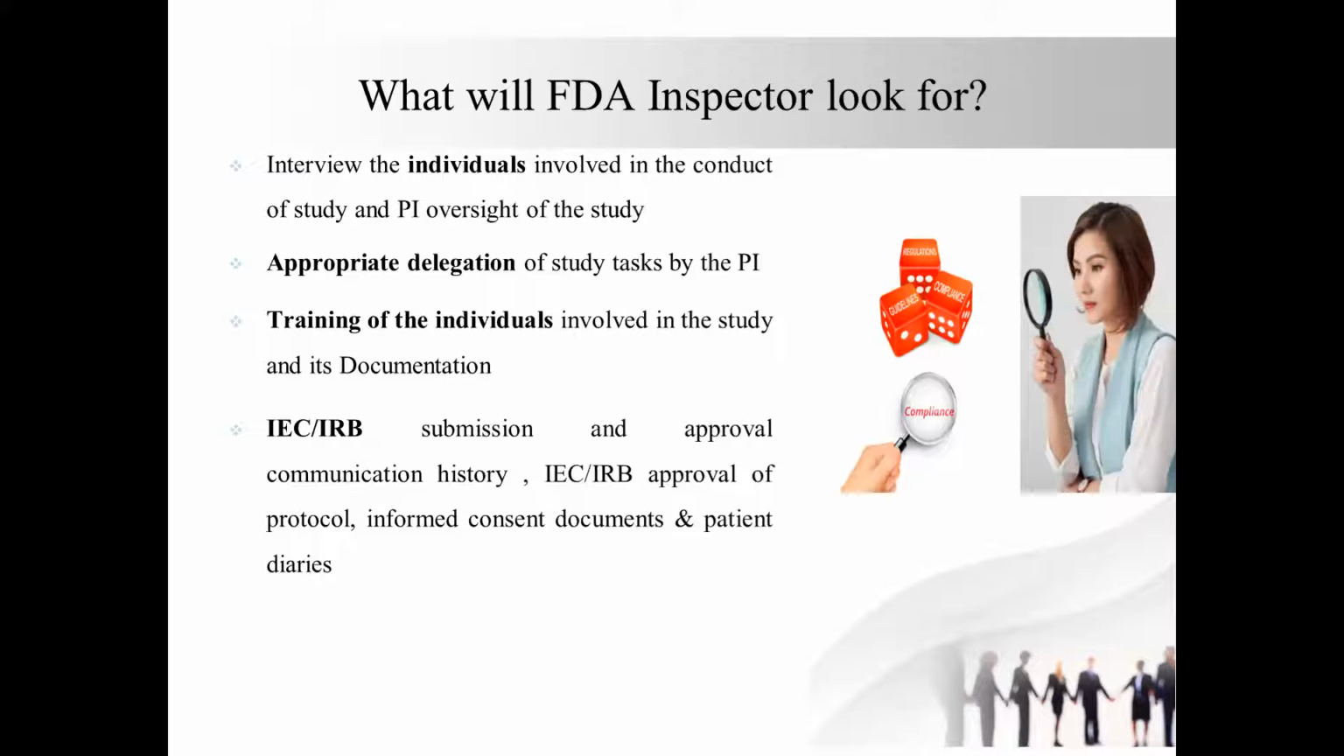The ethics committee, the IEC and the IRB submission, the approval communication history, the approval of the protocol, the informed consent documents, and also the patient diaries, whether all are in place. And then the FDA 1572, which is usually the form downloaded from online, the financial disclosures, the CTAs, and other investigator-related agreements. So the FDA inspector basically has his own checklist, and he will go one at a time and go through all these things.